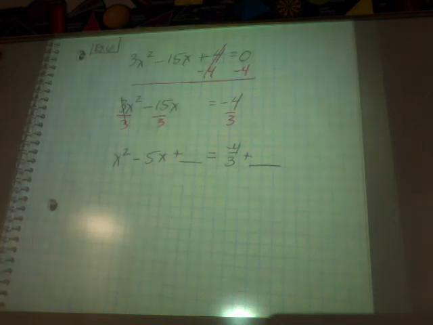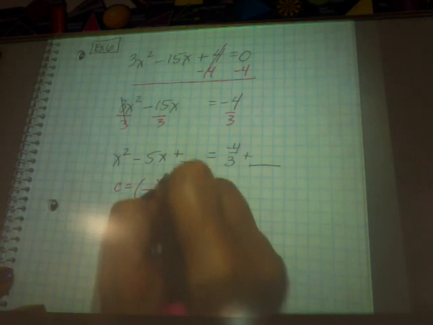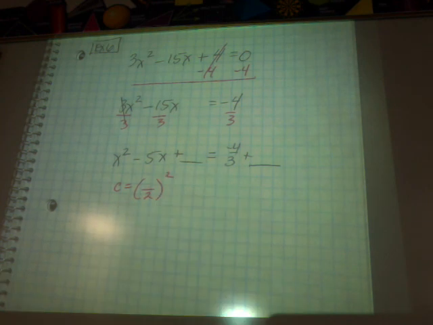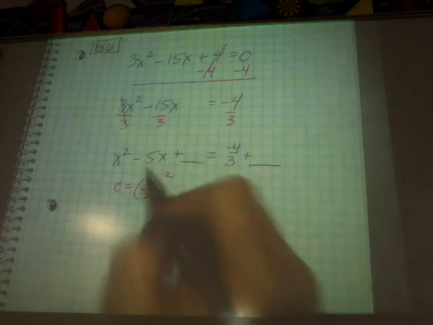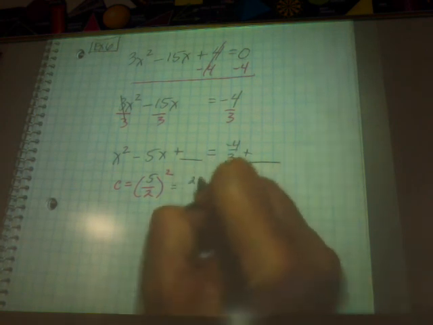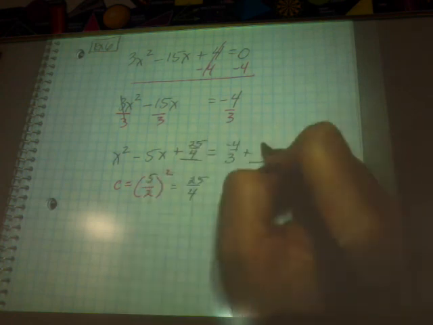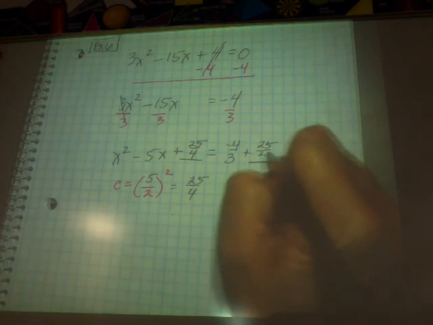All right, so now you get to complete the square. So what are you going to do? C equals b divided by 2 squared. So your b is 5, right? What's 5/2 squared? 25/4. So we're going to add 25/4 here and 25/4 here.